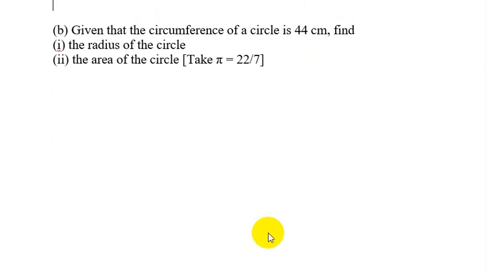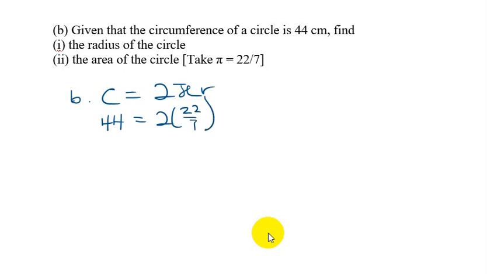Now, how do we find the circumference? So B, circumference is what? 2 pi r, and we're given a circumference that's 44. So let's substitute. So we're getting 44 being equal to 2 bracket 22 on 7 bracket close r, because we don't know the radius, right? So we are going to get 44 being equal to another 44 on 7 r.